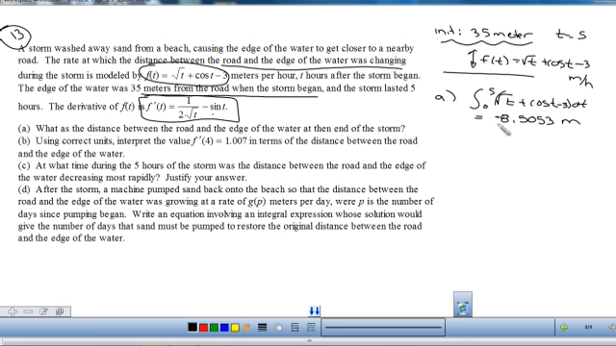It changed by minus 8.5053. Originally, it was 35 meters. So the distance between the road and the edge of the water is now 26.495 meters after the storm.